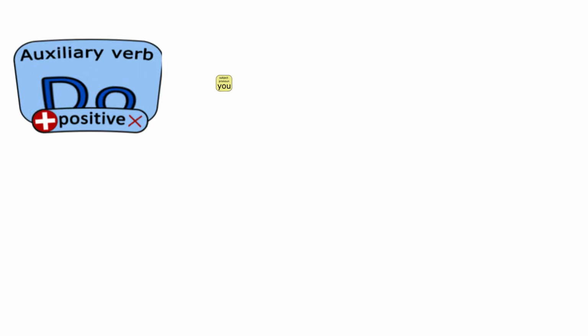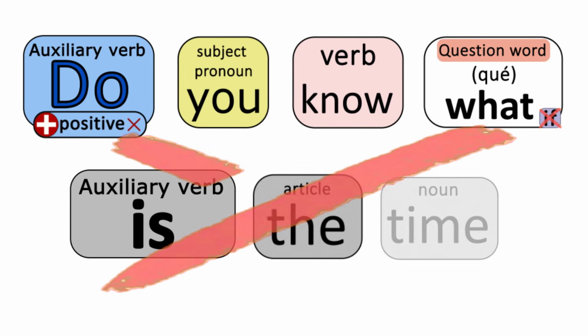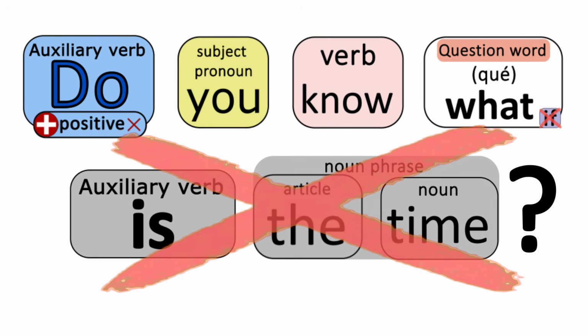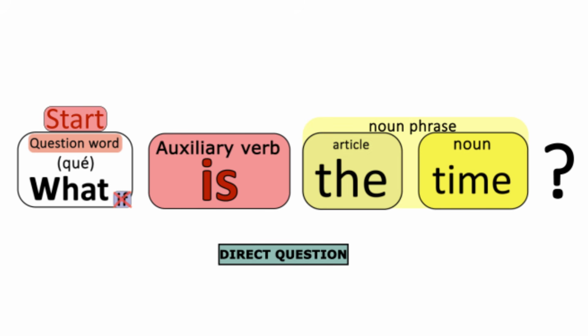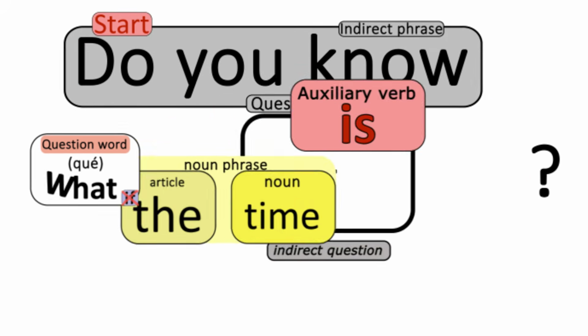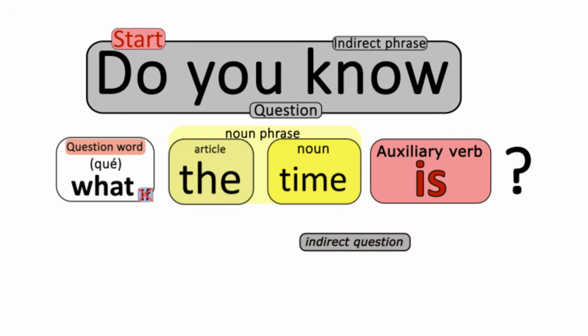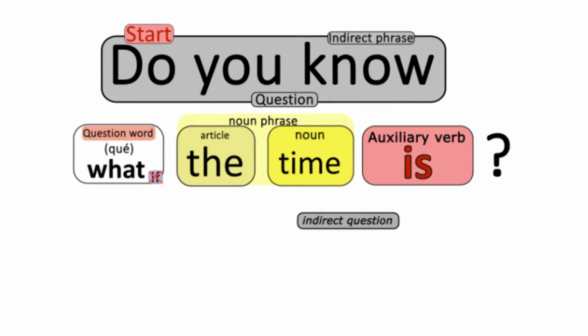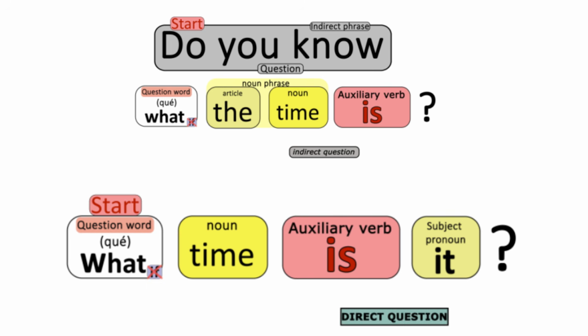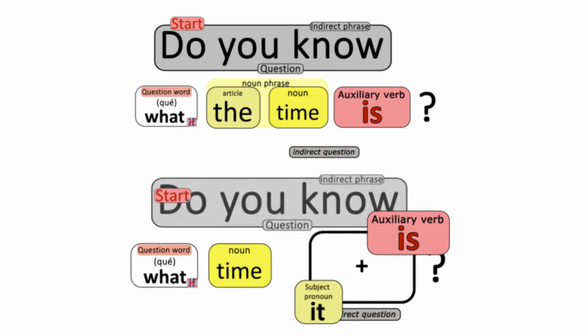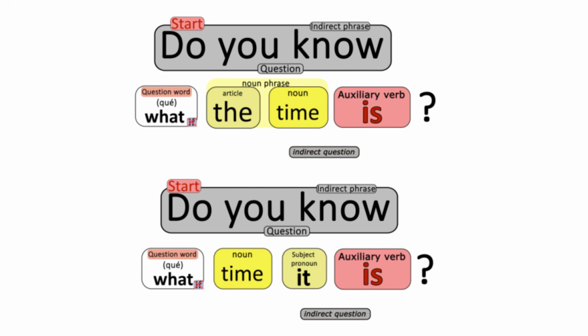A very common mistake is when students say, do you know what is the time? The direct question is what is the time? The indirect version is, do you know what the time is? Another way to ask this question could be, what time is it? And the indirect version could be, do you know what time it is?